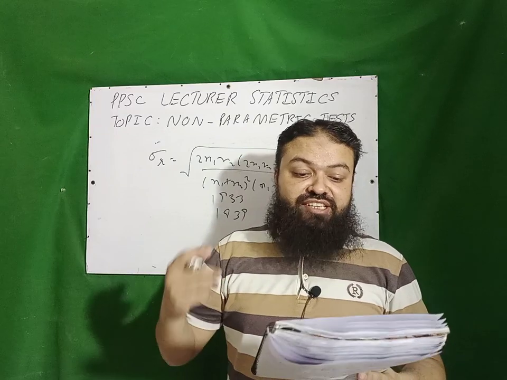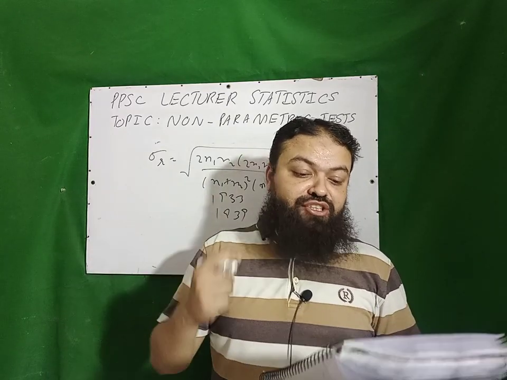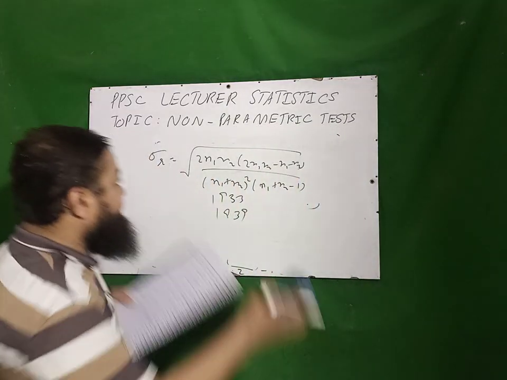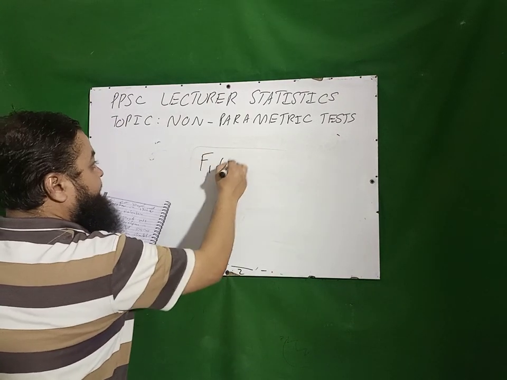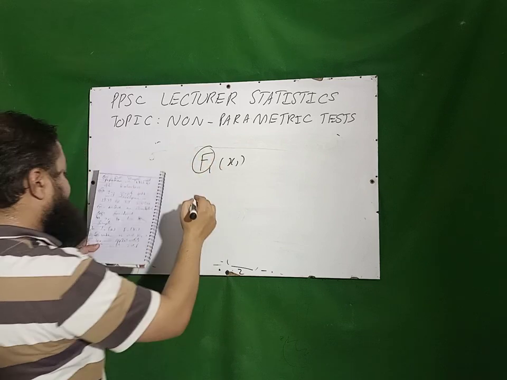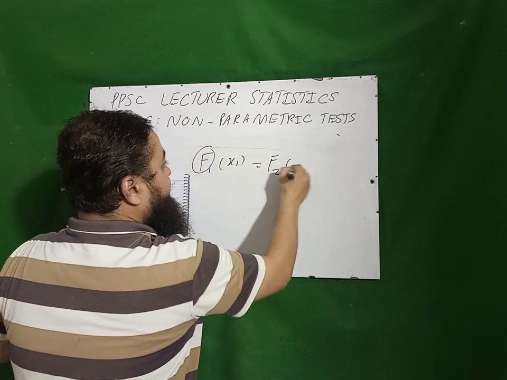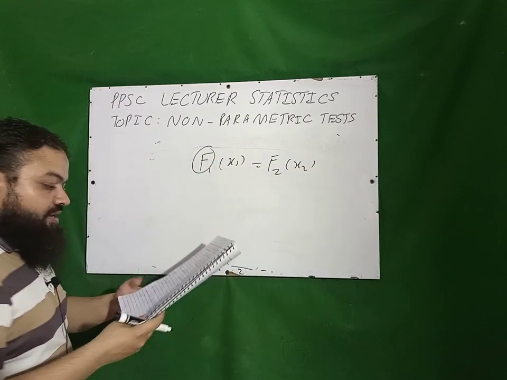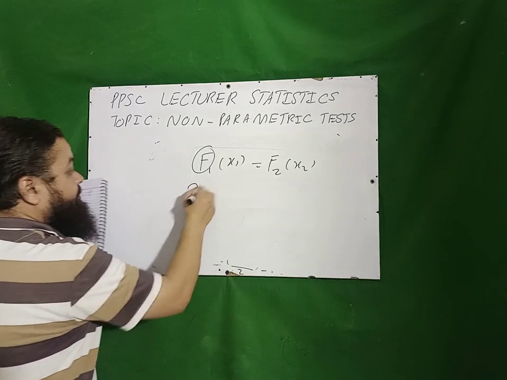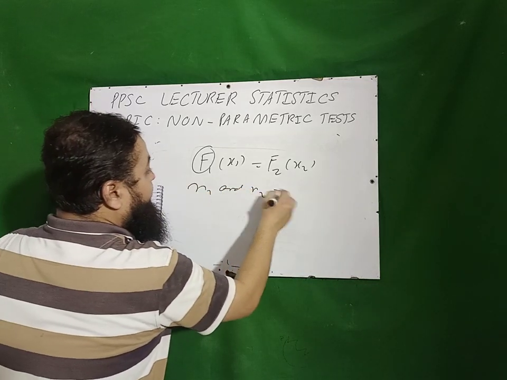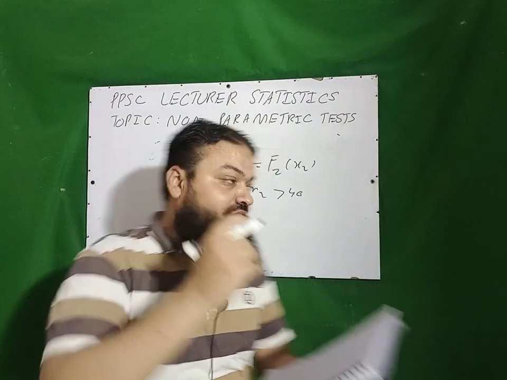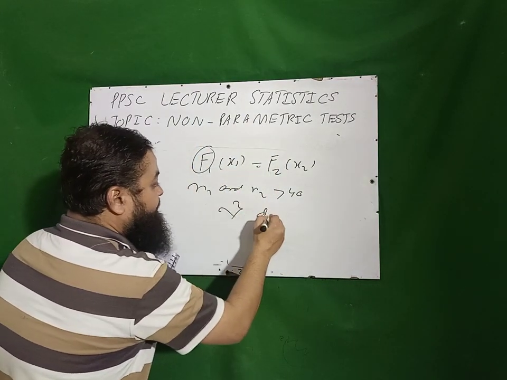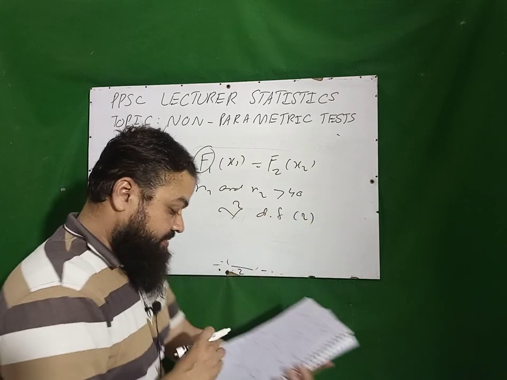Next question, it is based on cumulative distribution functions in the two sample. What is the hypothesis? H naught, that can be asked. F1(x1), it is for cumulative distribution, is equal to F2(x2). Very important question, when n1 and n2 are greater than 40, then it approaches to chi-square distribution with 2 degrees of freedom.